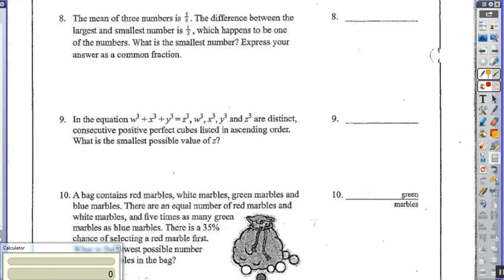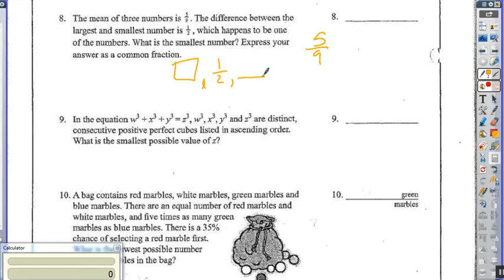All right, let's try this one again. So we have the mean of a set of numbers is 5/9, and the difference between the largest and the smallest number is 1/2, which also happens to be one of the numbers. Well, right now I know that 1/2 is one of my numbers. So I'm looking for the smallest of the numbers, and 1/2 is in between the two numbers.